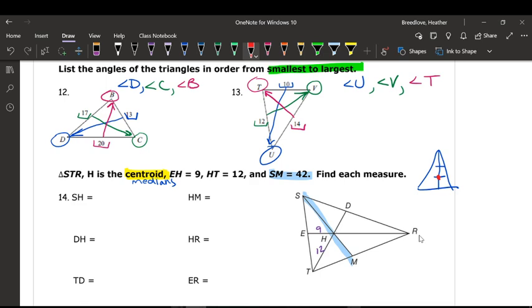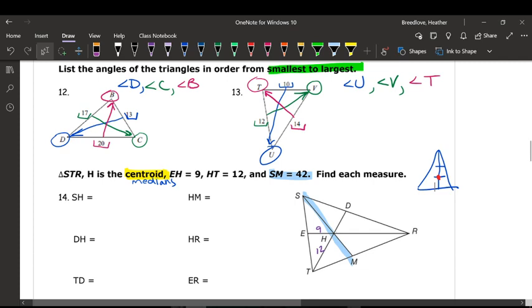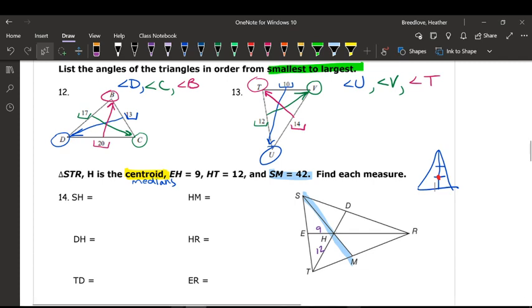Okay, so now if I look for SH. So S to H. I know the whole length S to M is 42. All right, so the whole blue line is 42. If I split it into 3 equal pieces, like that, now I have 3 equal pieces, so I can do 42 divided by 3.